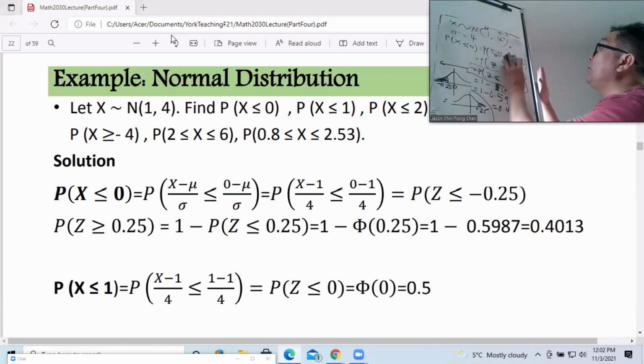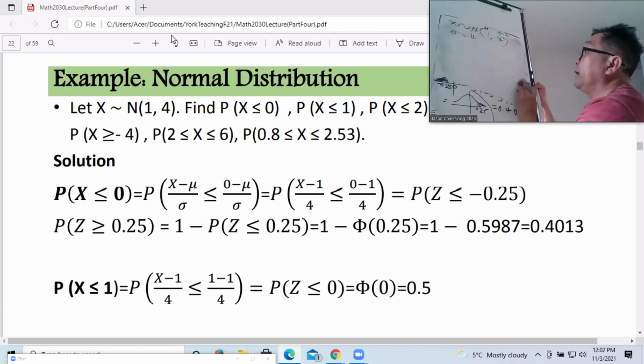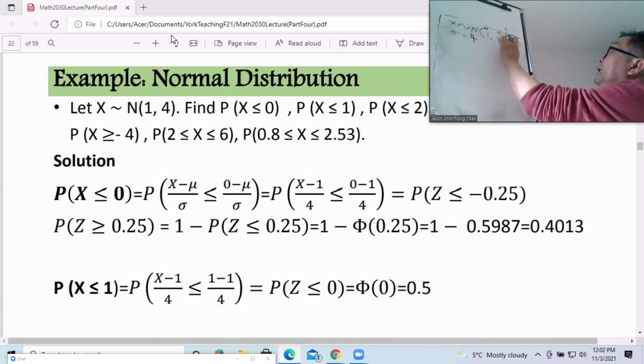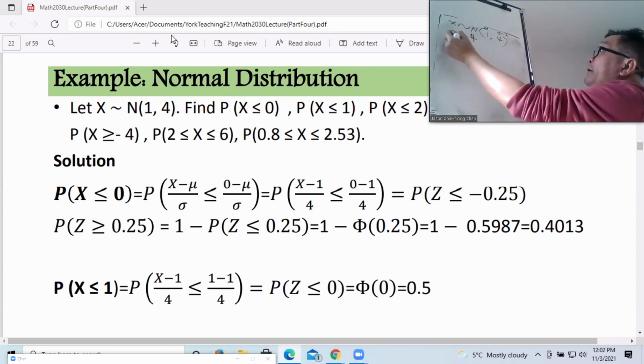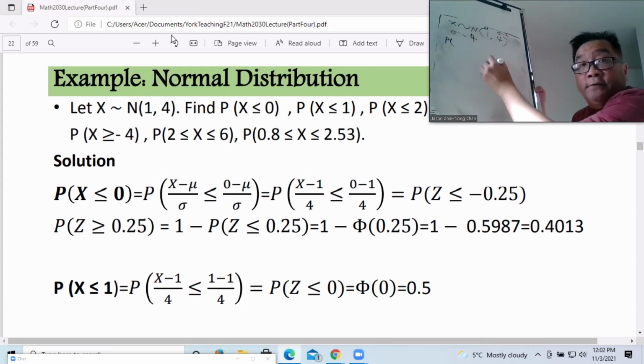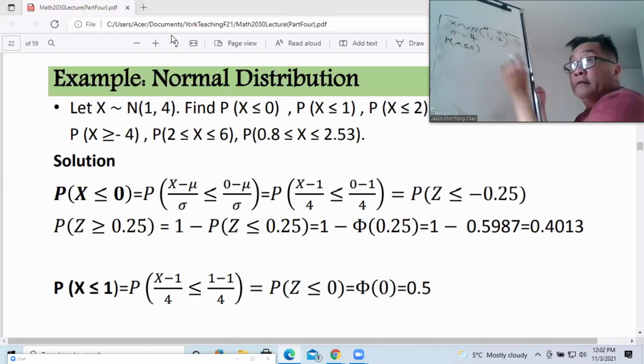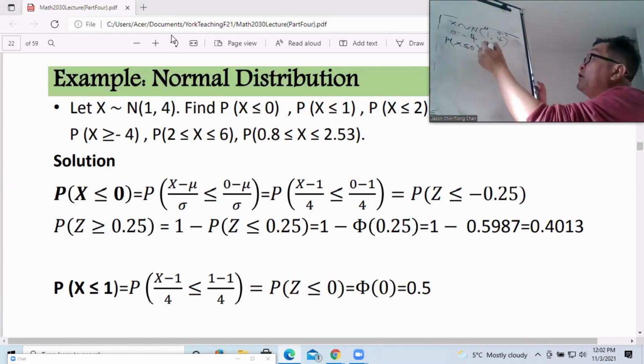Why don't I do it again? This is 4 squared, my typo error. So now the question asks you, X is less than or equal to 0. Okay, no problem, I can do it again.